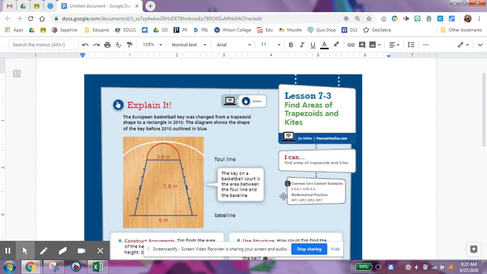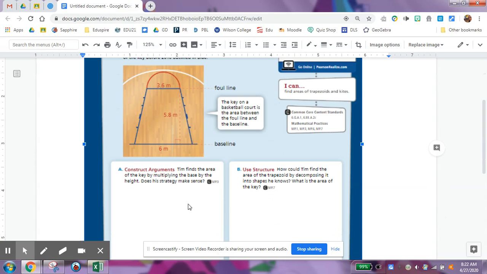The European basketball key was changed from a trapezoid shape to a rectangle in 2010. The diagram shows the shape of the key before 2010 outlined in blue. So we can see that here. The key on a basketball court is the area between the foul line and the baseline. So that's in here. The question asks us if Tim can find the area by multiplying the base by the height. So we have a trapezoid here, and he wants to multiply the base by the height.